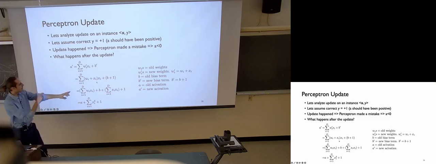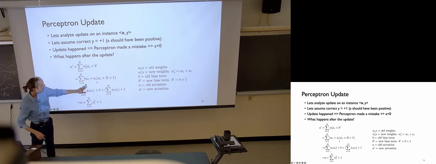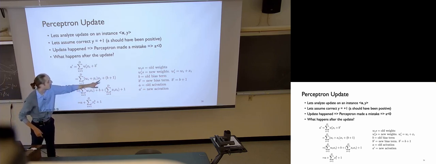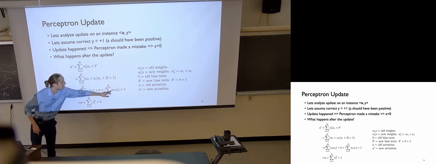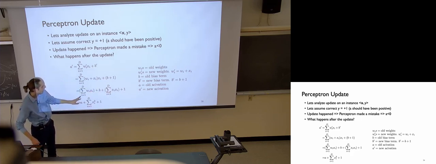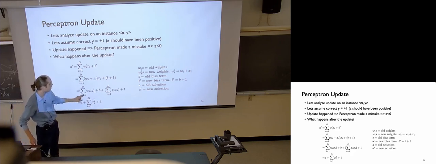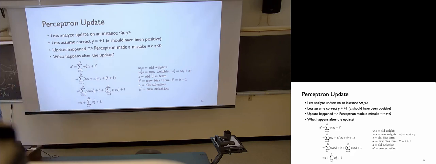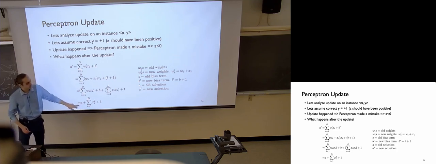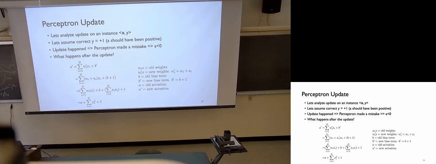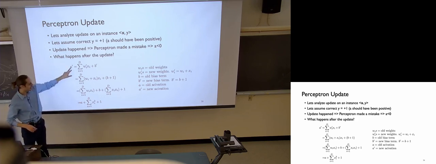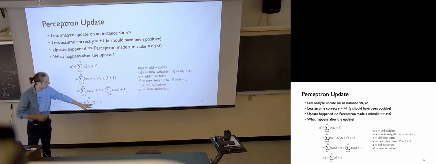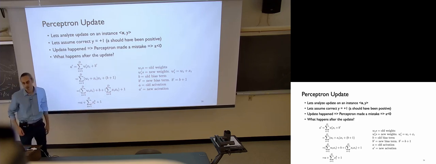If you rearrange this, you get wi times xi plus b, and then you move the rest to the right, so you get the sum over all the xi squared plus 1. If you look closely, the first two terms are exactly the old activation from before. So the new activation is literally the old activation plus the sum of xi squared plus 1. This is what happened.